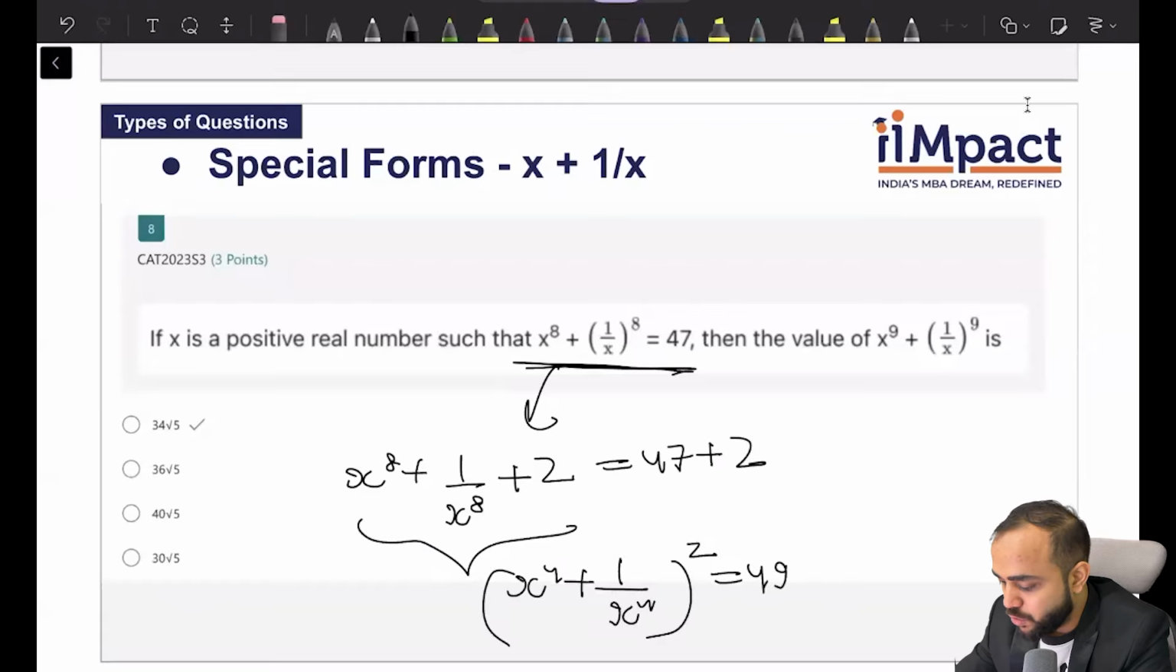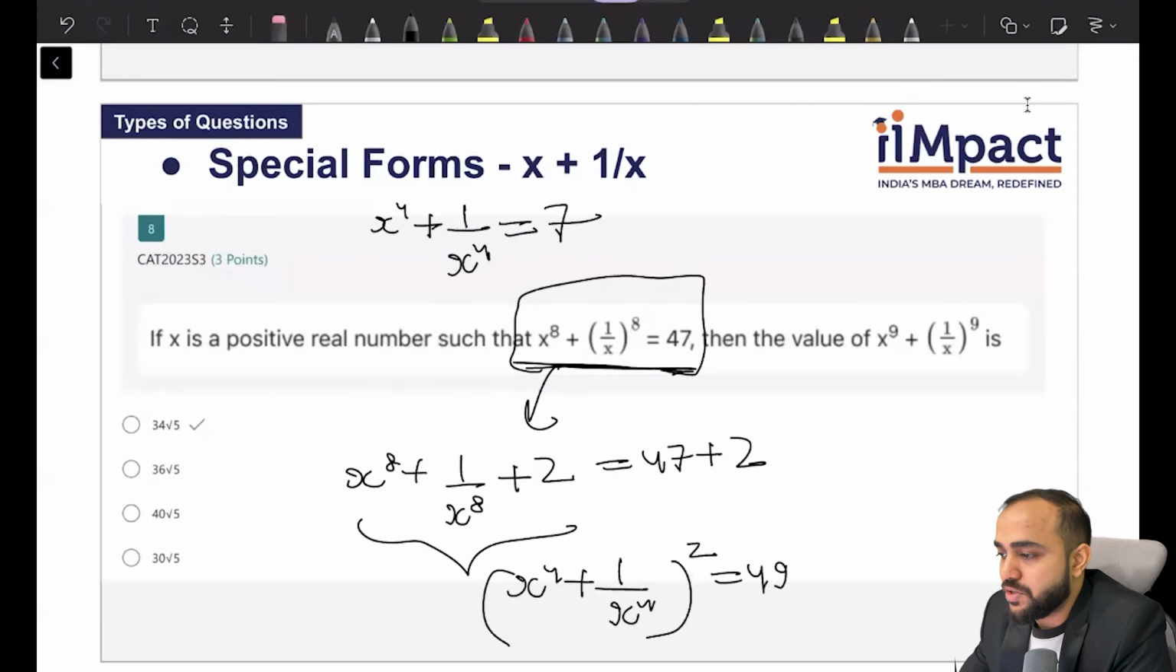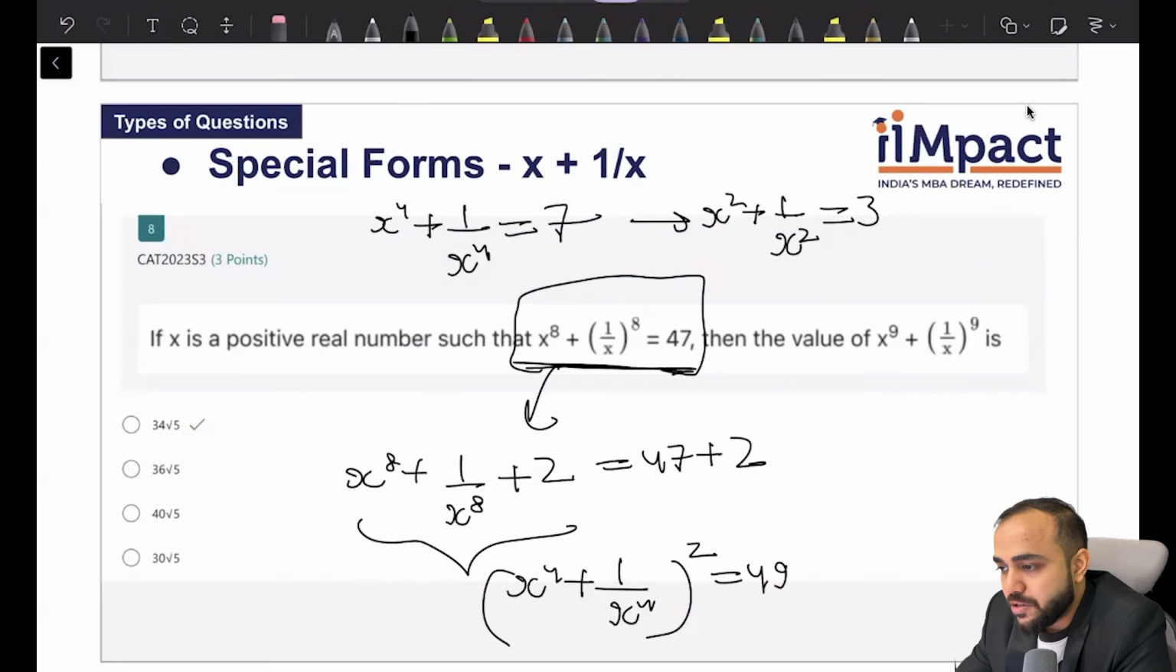Now, if you take under root, you will get x to the power 4 plus 1 by x to the power 4 is equal to 7. So you brought your x to the power 8 equation down to an x to the power 4 equation. You will again do the same thing and you will get to x square. So you will get x square plus 1 by x square is equal to 3. You will do this again. You will add plus 2 again, then take under root. You will get x plus 1 by x is equal to root 5.